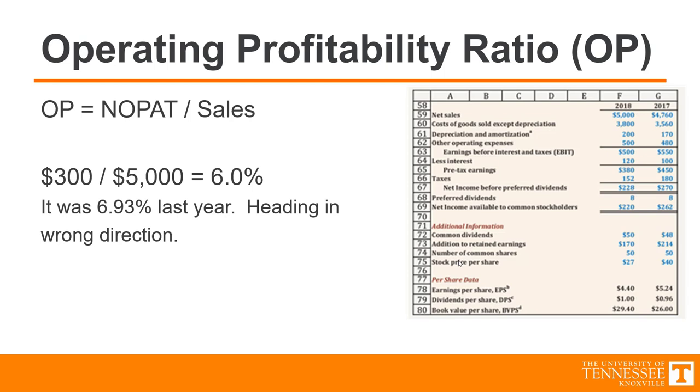Okay, now we have some more information, some more context, and we could say, hey, we're going not only in the wrong direction, but we're also trailing all of our peers, and so this would be a poor result.